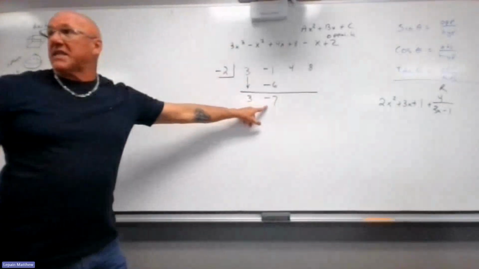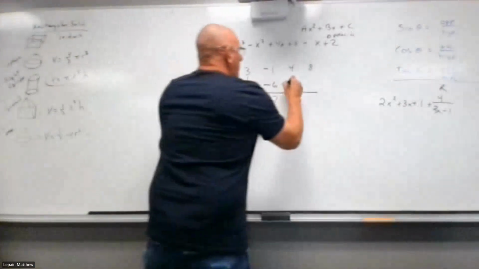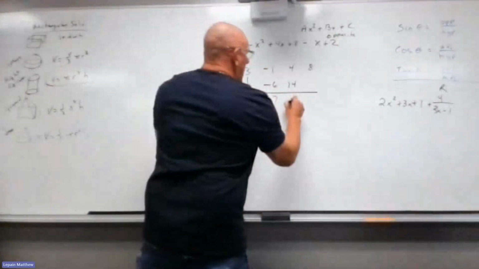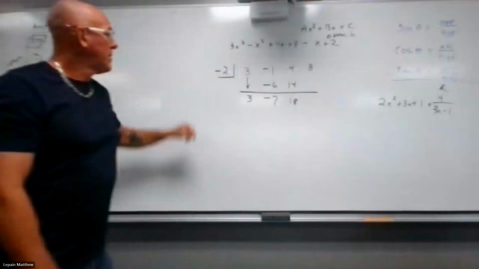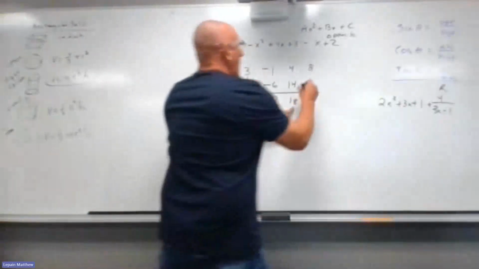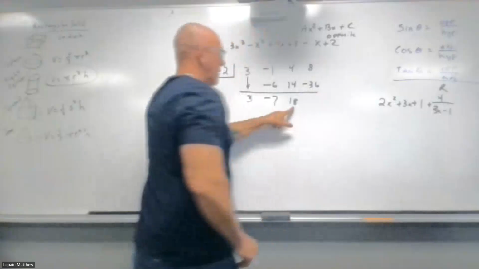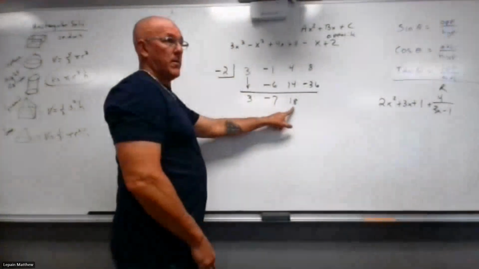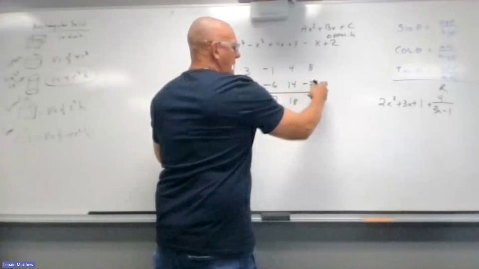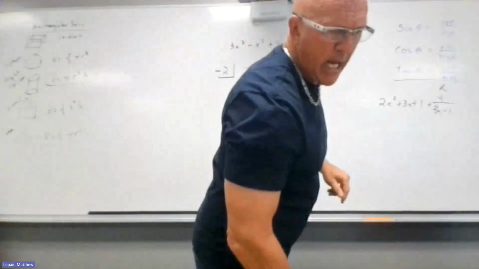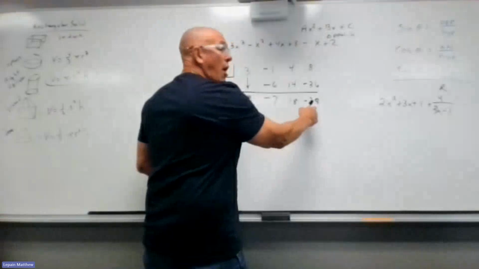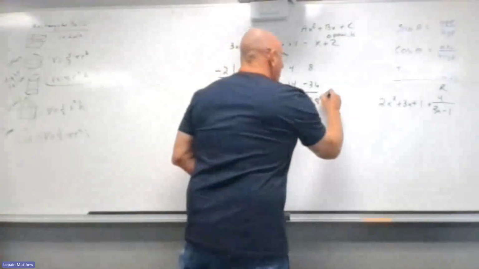-2 times -7. +14. Do the calculation. 18. -2 times 18. -36. Okay. Everybody with me? This comes out to -28. That last number is your remainder.